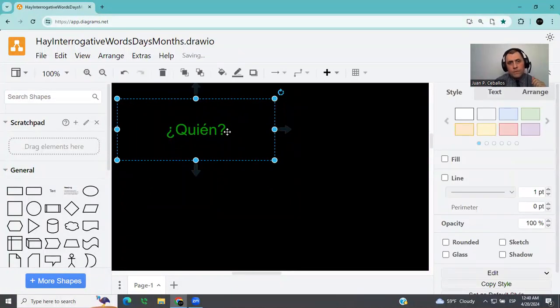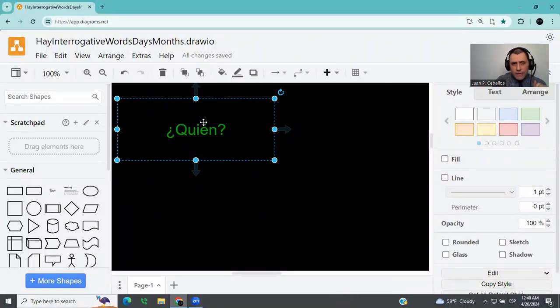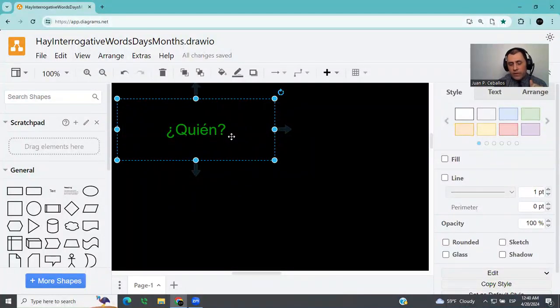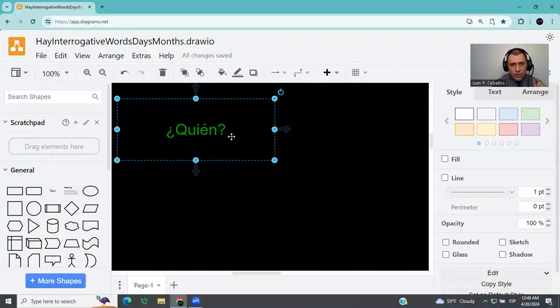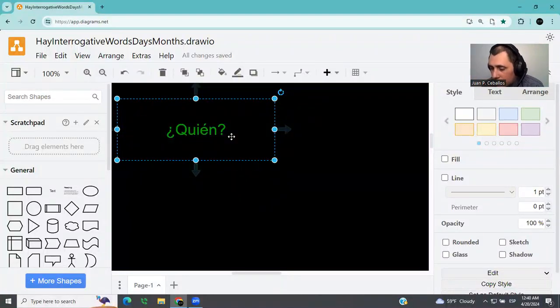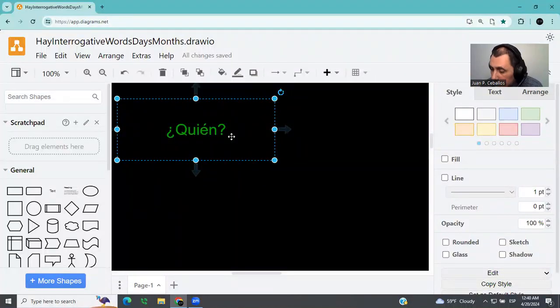Quién. So if you have been paying attention, you would notice that I've been putting quotation marks on top of the vowels. This is very common with interrogative words in Spanish. Interrogative words always have an accent mark on top of the vowel. In this case, quién, that letter E has the accent, that's why we had to mark it. But this only happens with interrogative words. Not all the words in Spanish have that accent mark.